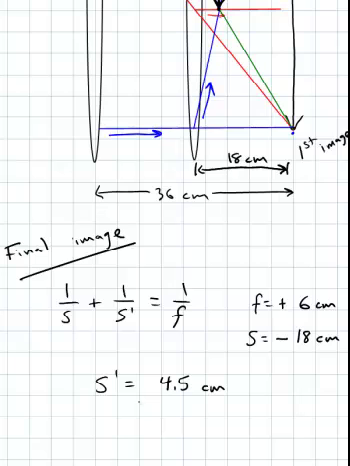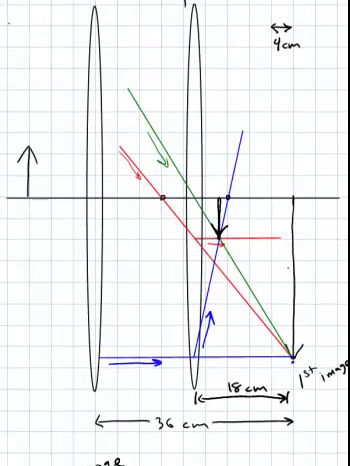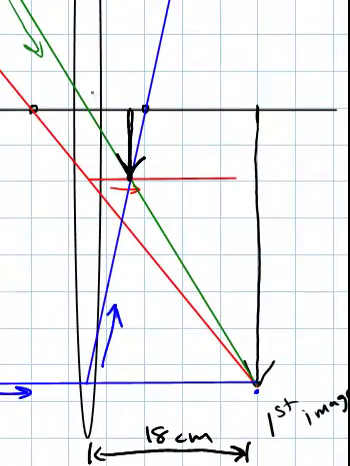So positive means it's a real image. And it's located 4.5 centimeters on the right side. And let's see, is that 4.5 centimeters? Pretty close. The distance from here to here, in my drawing, it's pretty close to 4 points. It's a little over 4 centimeters.